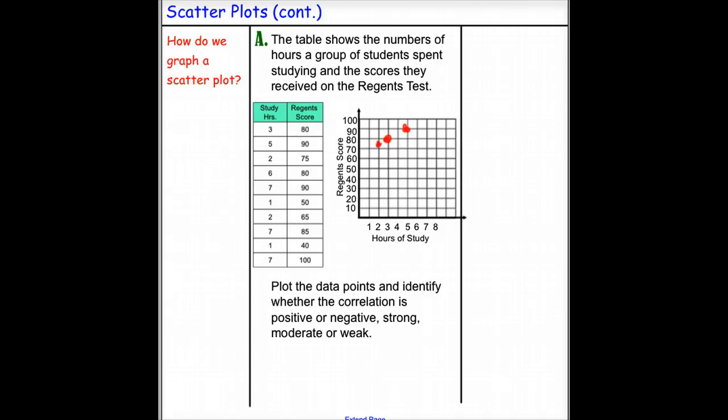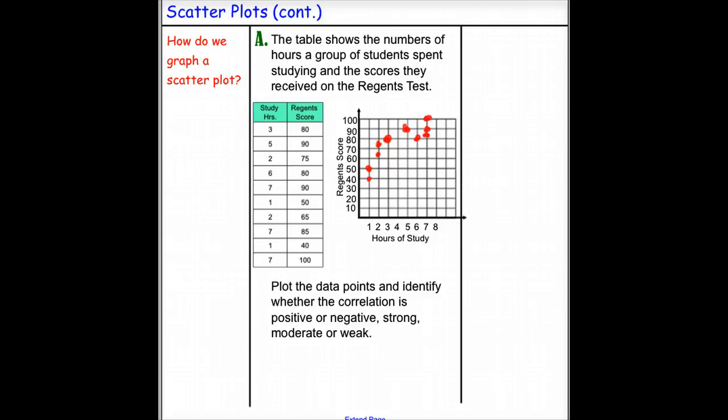and we have 6 and 80, we have 7 and 90, 1 and 50, 2 and 65, 7 and 85, 1 and 40, and 7 and 100.